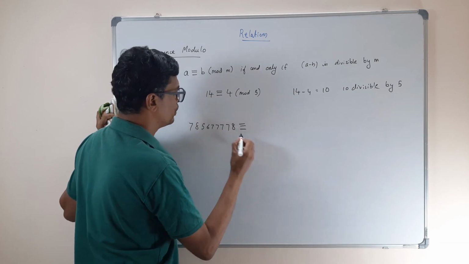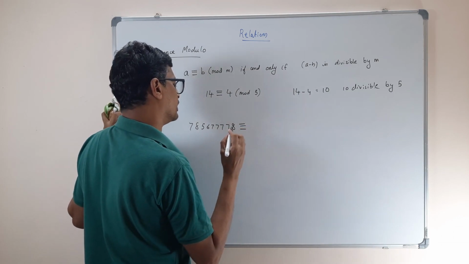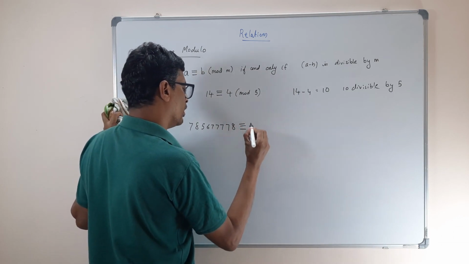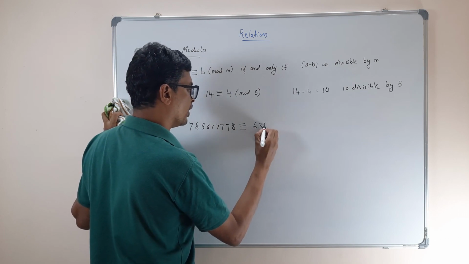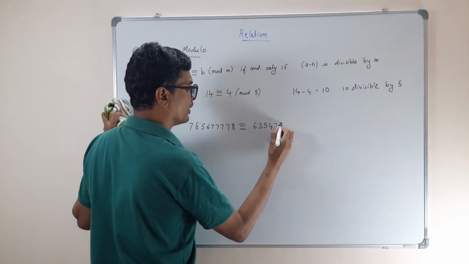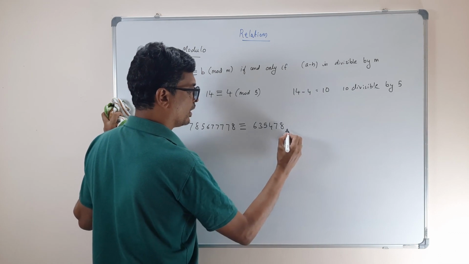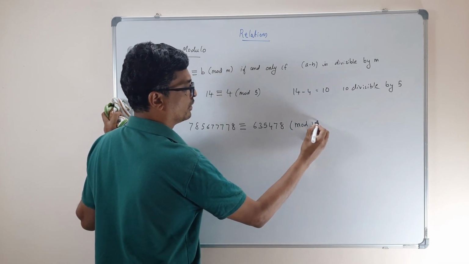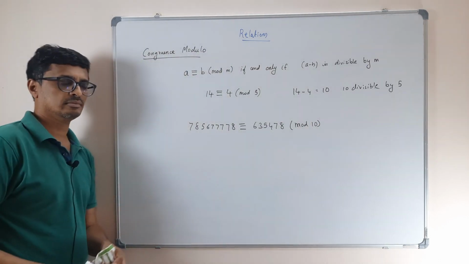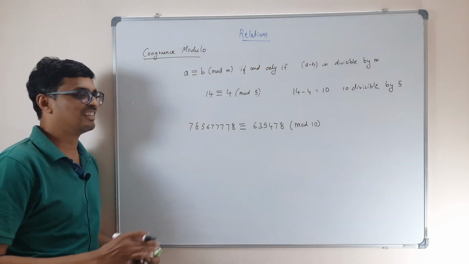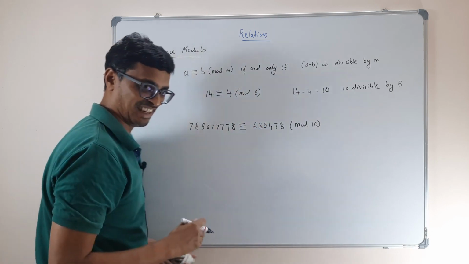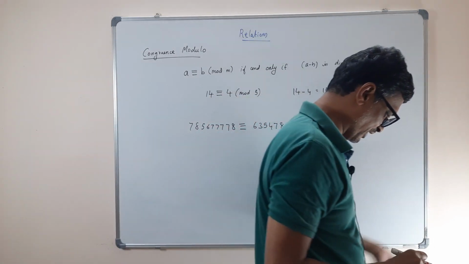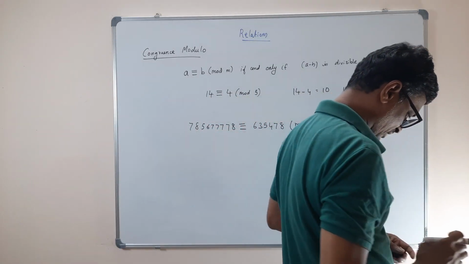Is it congruent to say something like 6, 3, 5, 4, 7, 8? Okay, mod of 10. Yes. Why? Because 8, yeah, it becomes divisible by 10. Okay, so this is how you can define for all the numbers. It's simple. You got it, no?